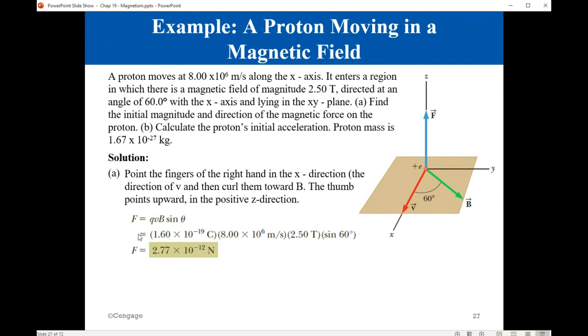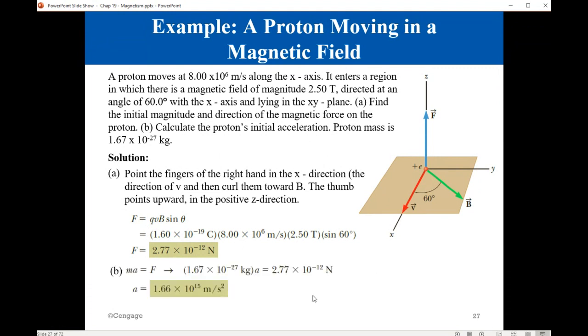Then the magnitude of the magnetic force can be calculated: QVB sine theta. Q for the proton is 1.6 × 10⁻¹⁹ Coulombs. V, we are told, is 8 × 10⁶, and B is 2.5 Tesla, and the angle between V and B is 60 degrees, so we need sine 60. Evaluate the answer: it is 2.77 × 10⁻¹² Newton.